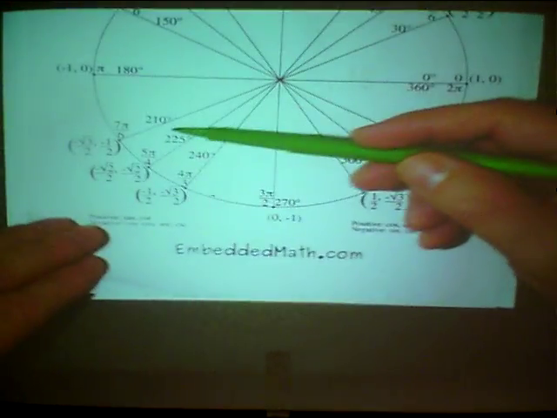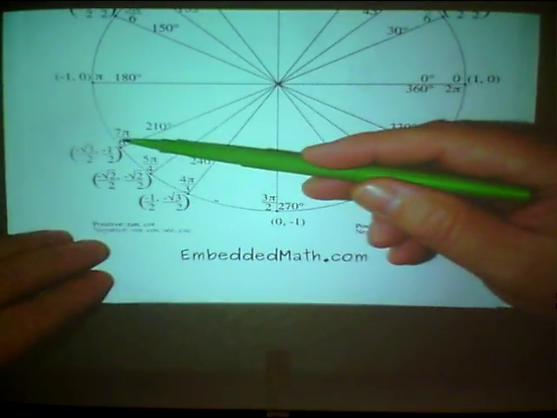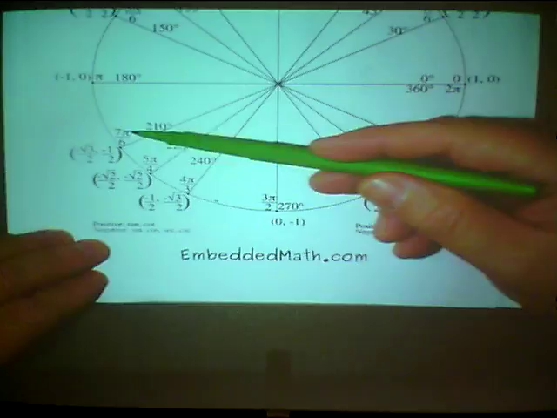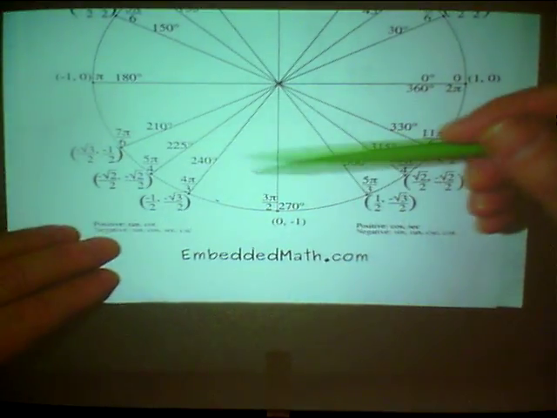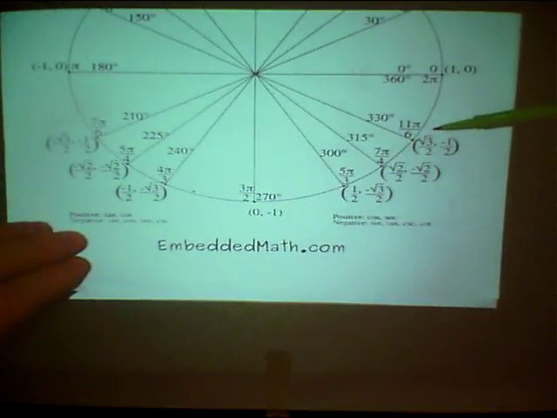I go to the third quadrant, I'm still looking for denominator 6, and there we go, 7 pi over 6. The cosine is negative square root of 3 over 2. And as I keep going around to the fourth quadrant, here's my point again, 11 pi over 6, and the cosine is square root of 3 over 2.